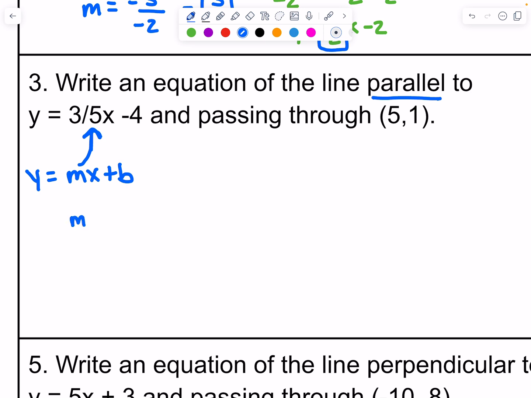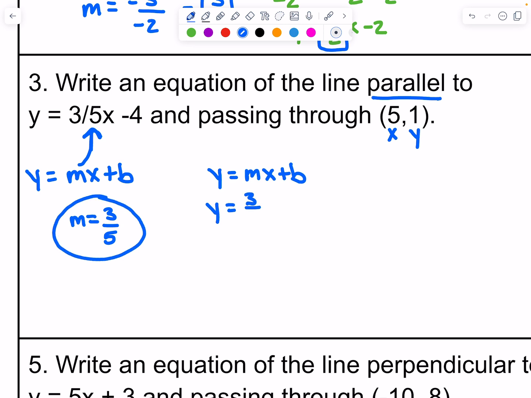So the slope we know is 3/5, and then it's passing through the point (5, 1). So let's use those numbers for x and y, and we've got to figure out the y-intercept. So y equals mx plus b will help, because we can say y equals our slope plugged in for the m. Our x is going to be the 5. The y we can replace with this y over here, which is the 1. And we're going to figure out the b, which is our y-intercept.